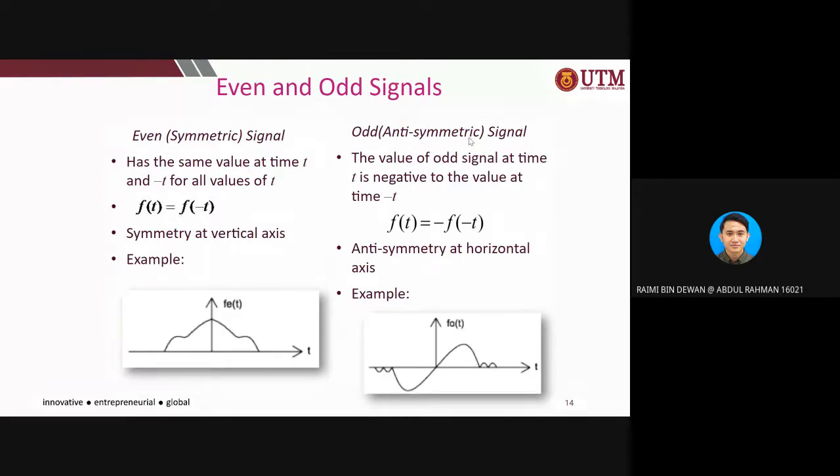Now we have odd, anti-symmetric signals. The value of an odd signal at time t is the negative of the value at time negative t. For example, at t equals 1 the f is 1, and at t equals negative 1 it is negative 1. So it is anti-symmetric; you have f(t) and the negative of it. If here is 0.5, this one will be negative 0.5.